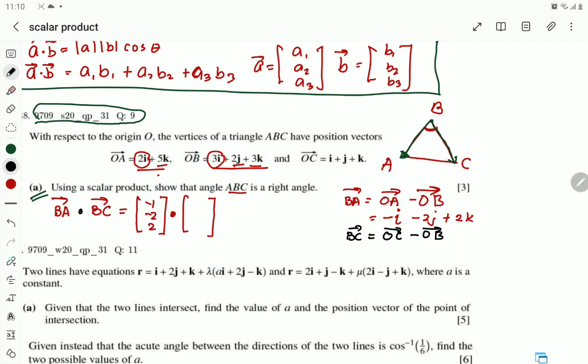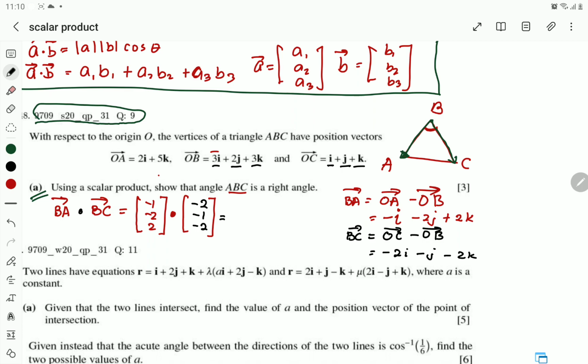Let me just erase this one so we're not confused. So i minus 3i, that is negative 2i. j minus 2j, that is minus j. k minus 3k, that is minus 2k. So this is -2, -1, -2.